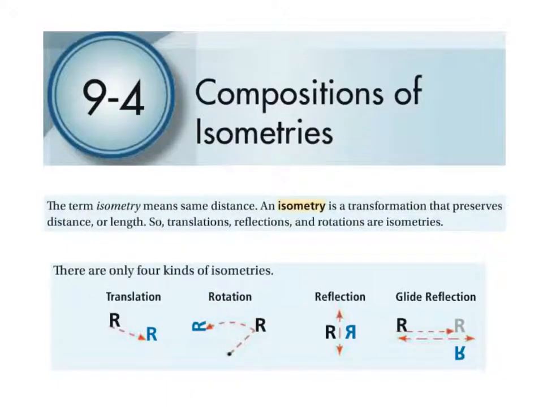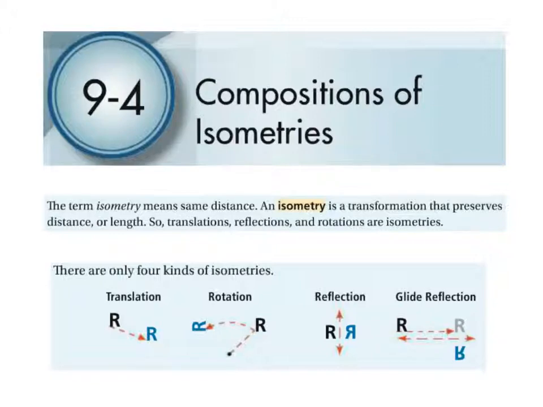How's it going? Today we're going to look at 9.4. This is another type of transformation. It's called compositions of isometries. So let's first talk about what's an isometry, and it just means it's going to keep the same distance. So we have certain types of transformations that keep the same distance, and those are the ones that we've talked about so far. Translations, rotations, and reflections are all isometries.